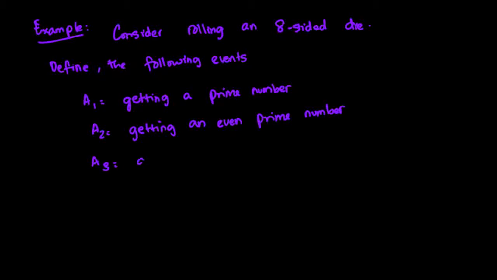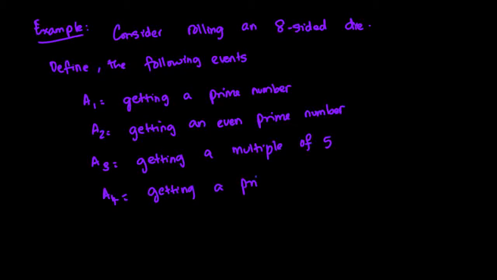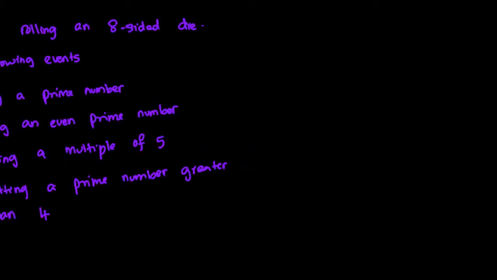A3, getting a multiple of 5. A4, getting a prime number greater than 4. So let's find the probabilities of these 4 events. Let's start with A1, getting a prime number.